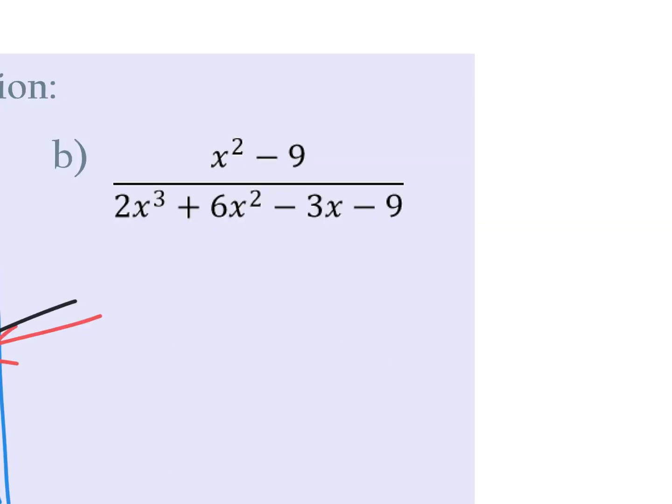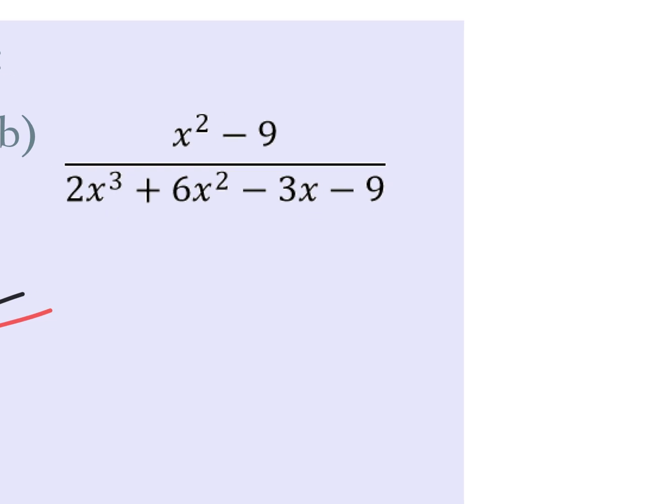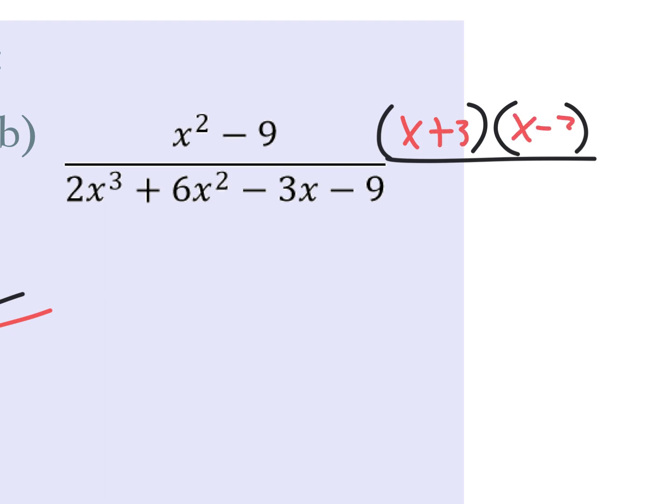All right. Now let's get this one factored. Should be pretty easy. Macy, factor the top. X plus 3, x minus 3. Way harder to factor the bottom. But I think it's a factor by grouping, isn't it?